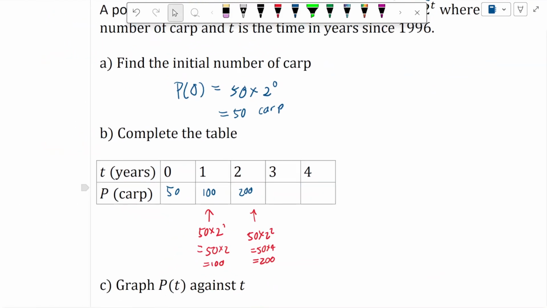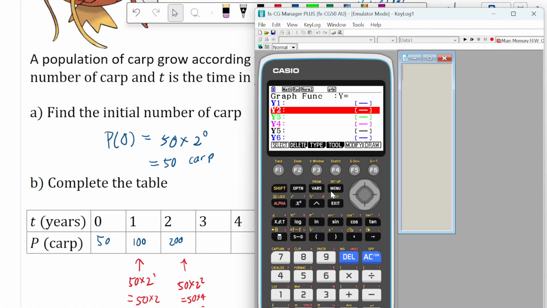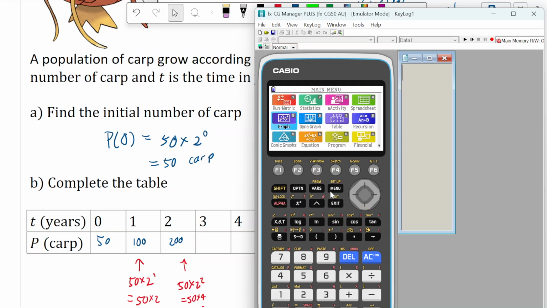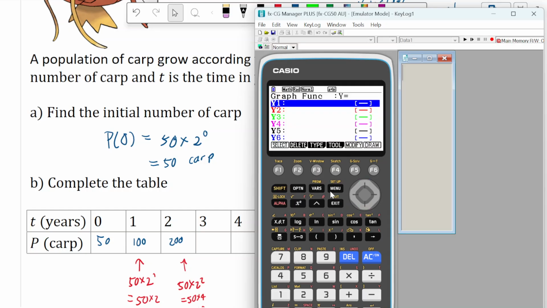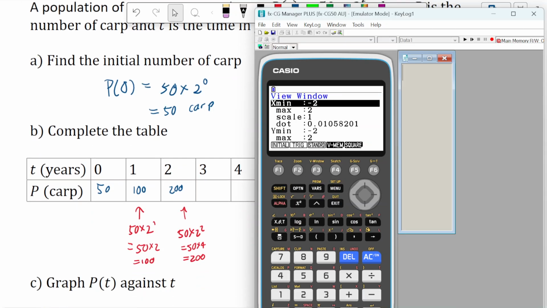The other way that you can fill out a table like this is to graph it on your calculator. And I recommend graphing on your calculator for every question in this topic. So go into graph mode. Our equation was 50 times 2 to the power of, and we're going to use x instead of t. We'll draw the graph there. Not getting a good window, but here we can sort of use this table to help.